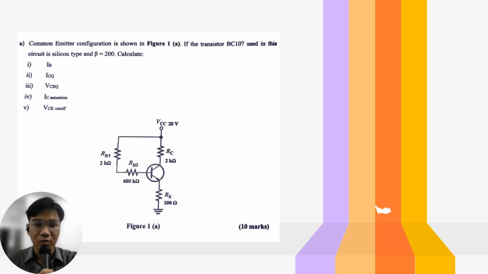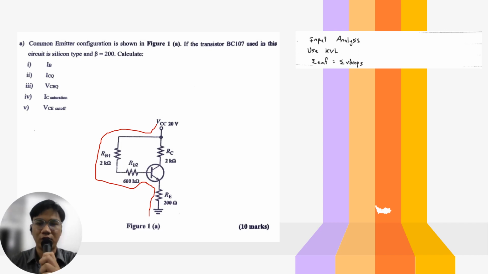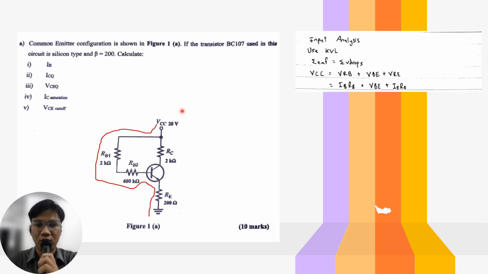First of all, we are going to calculate the value of IB. To calculate the value of IB, we have to do the input analysis, which is right here. To do the input analysis, we have to use the Kirchhoff voltage law, which is sum of EMF is equal to sum of V drop. As we see right here, the EMF is VCC and the V drops are VRB and then VBE and then VRE.